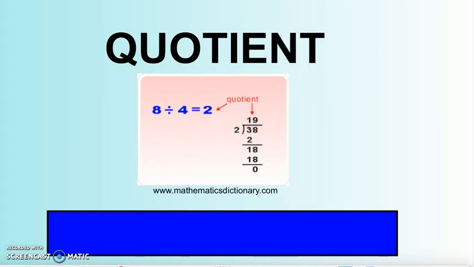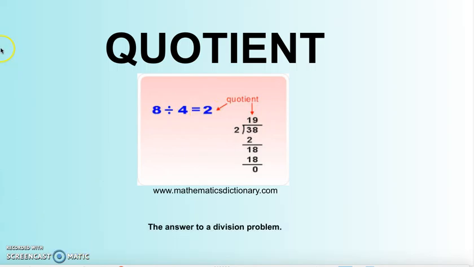The next one is quotient. Here's the quotient. So what is a definition for quotient? Yes, the answer to a division problem. Nice job.